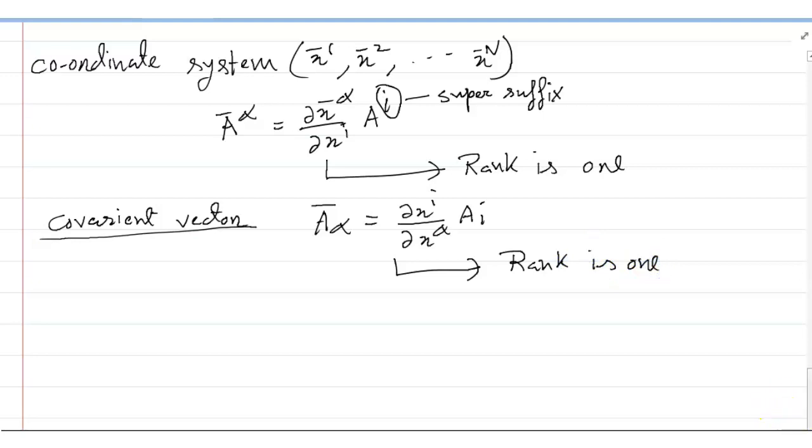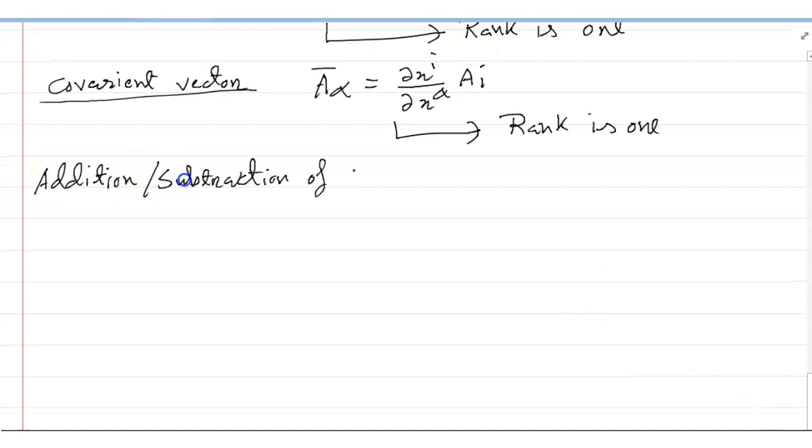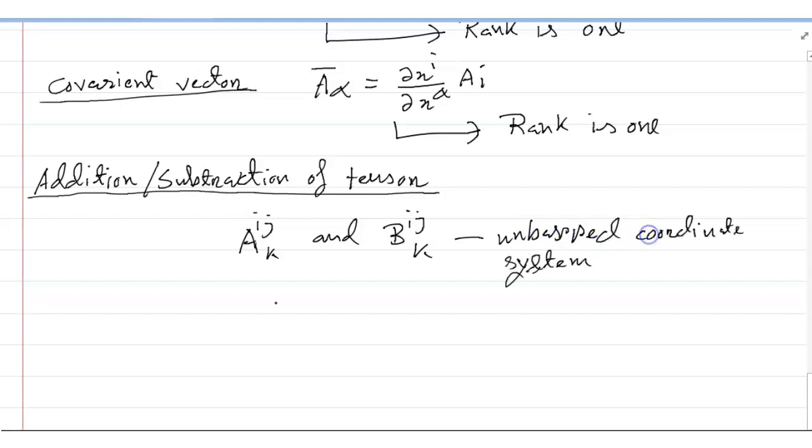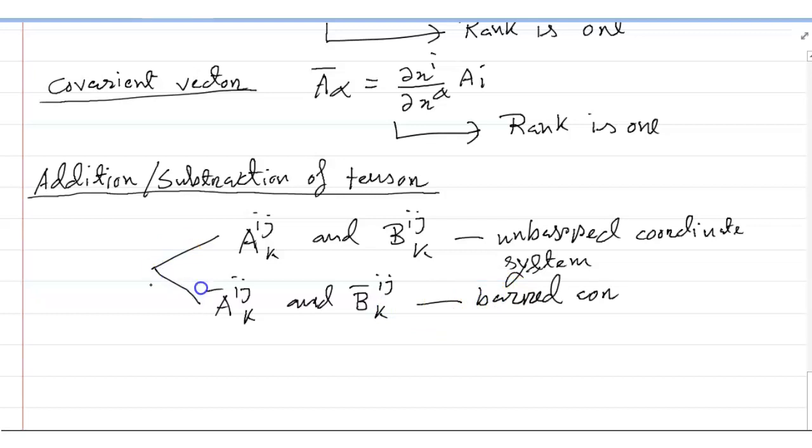Let's start to discuss addition and subtraction of tensors. Aijk and Bijk are two quantities represented in the unbarred coordinate system, and A bar ijk and B bar ijk are the two quantities represented in the barred coordinate system.